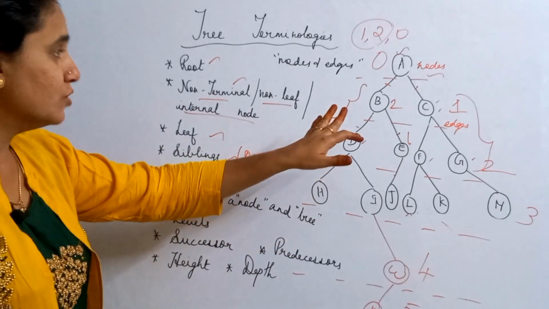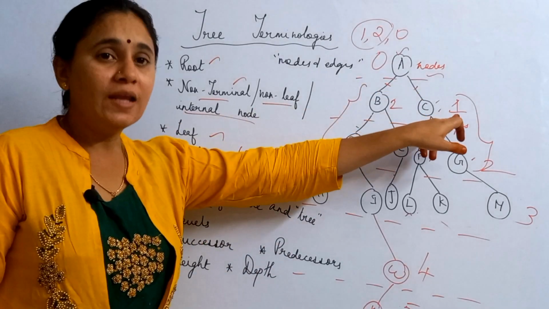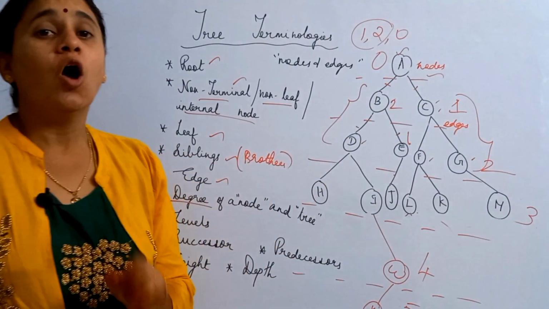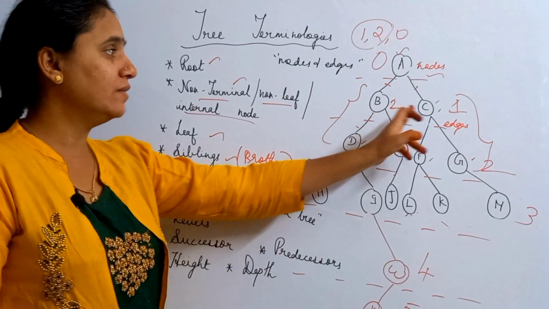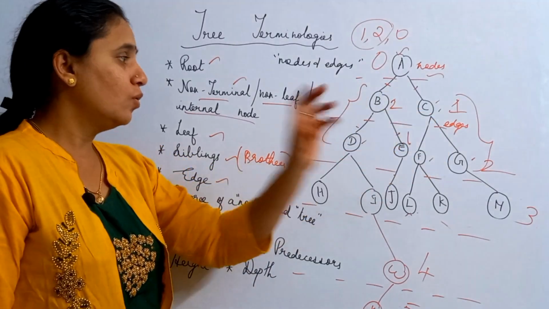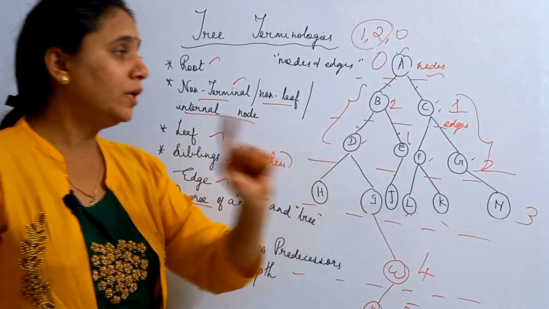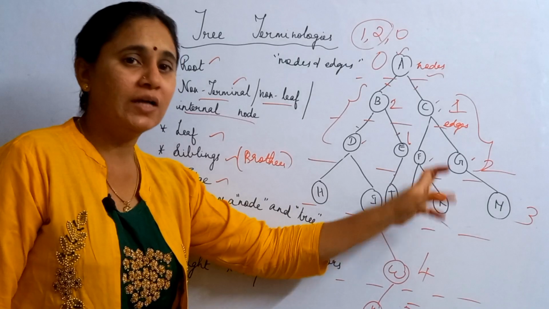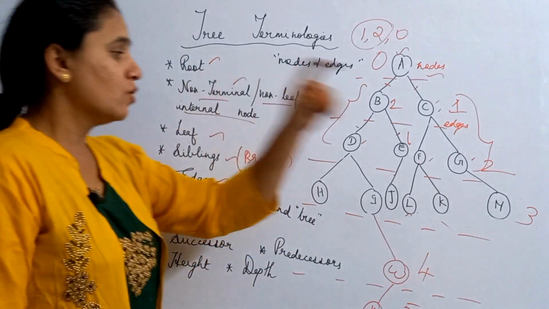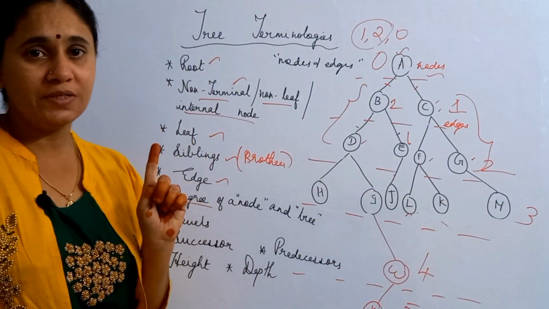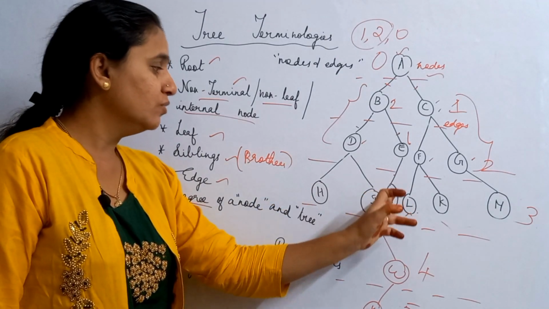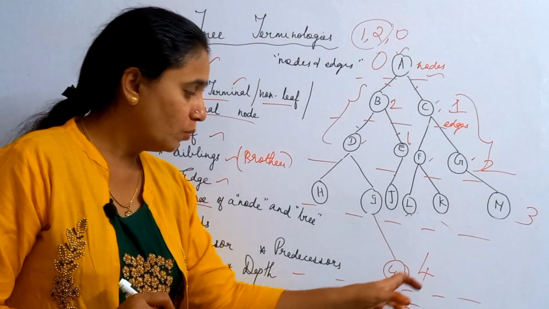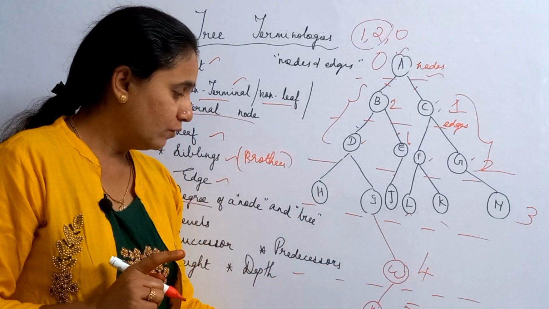Now you just tell me, in level 1, how many nodes are present? B and C. Can you understand? Next, for level 2, how many nodes are present? D, E, F and G. So 4, right? For level 3, how many nodes are present? 1, 2, 3, 4, 5, 6. So there are 6 nodes. Then for level 4, how many nodes are present? Only 1. Then for level 5, 1.